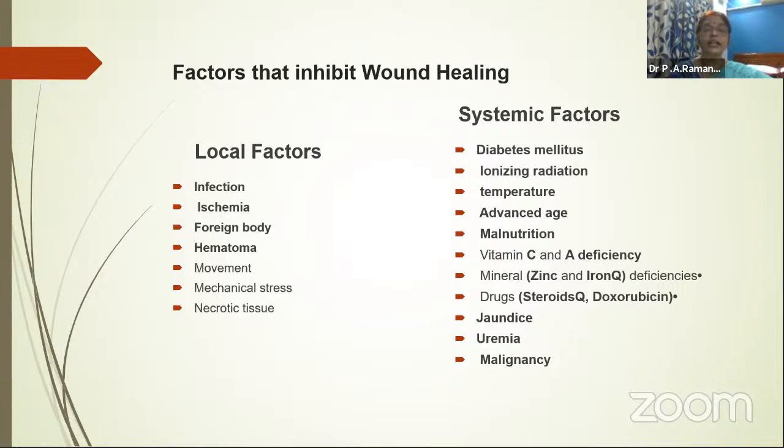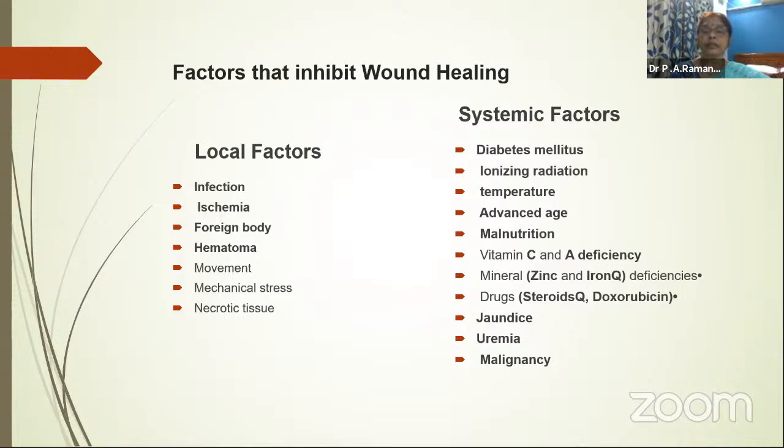Unless the dead necrotic tissue is removed, what we call debridement, the granulation tissue formation will not start, because this will again attract bacteria, and once the bacterial infection occurs, there is phagocytosis of the epithelial cells that are being formed. Now, systemic factors that prevent wound healing are diabetes mellitus, where there is hyperglycemia, which acts as a wound culture for the bacteria in the wound.